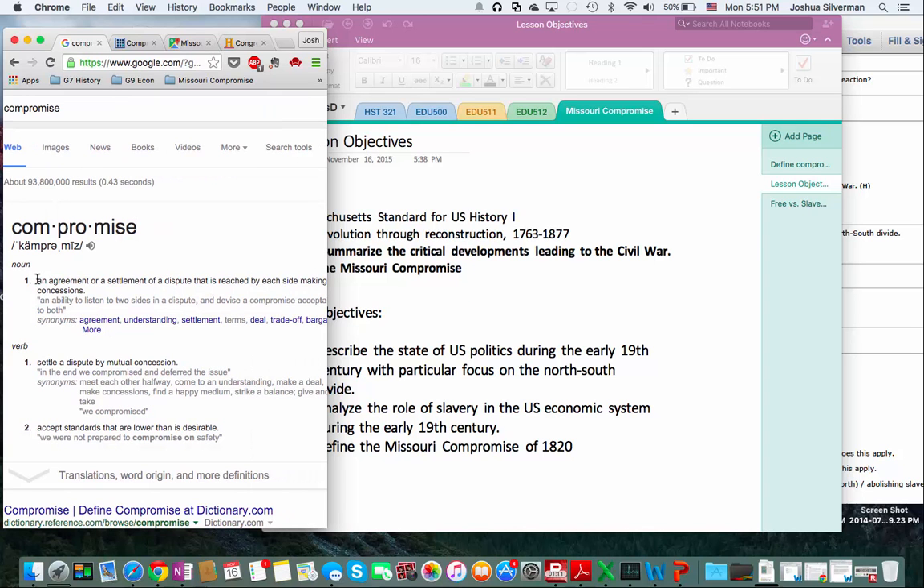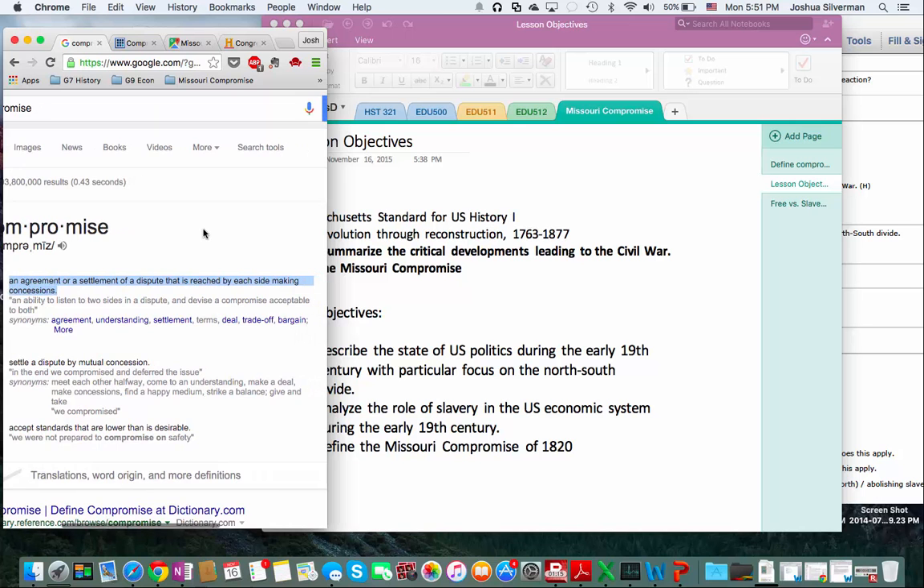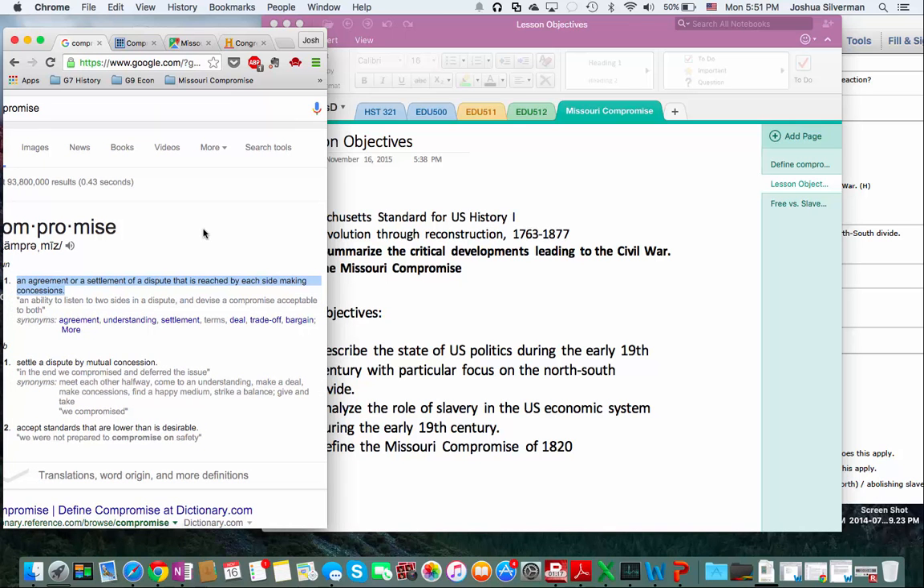So what we see is a compromise is an agreement or settlement of a dispute that is reached by each side making concessions. So in this case, who are the two sides that make concessions for the Missouri Compromise? Well, we're looking at both the northern states in the United States Congress and the southern states in the United States Congress coming to an agreement over how to include new states.